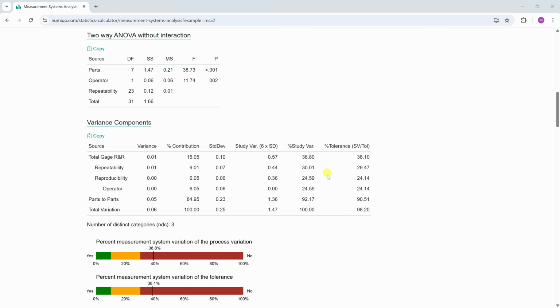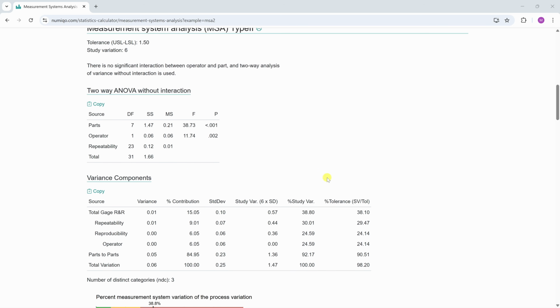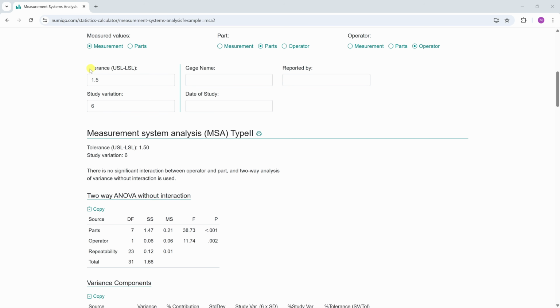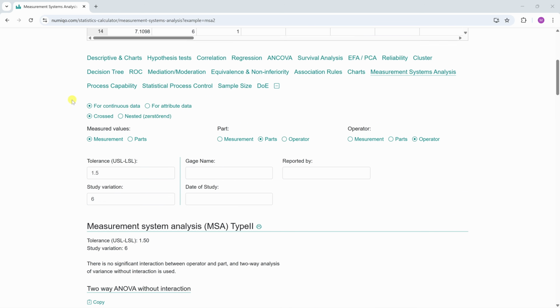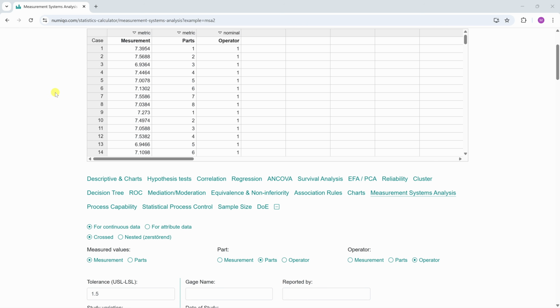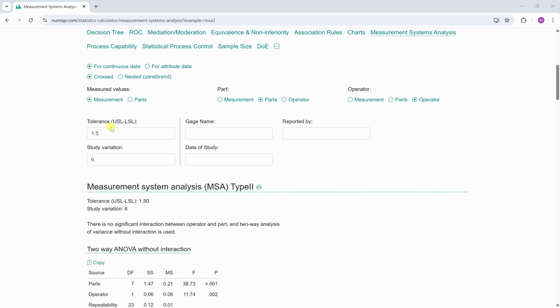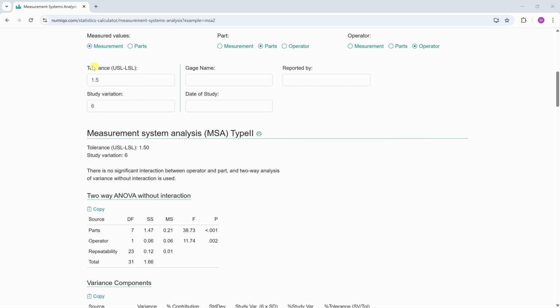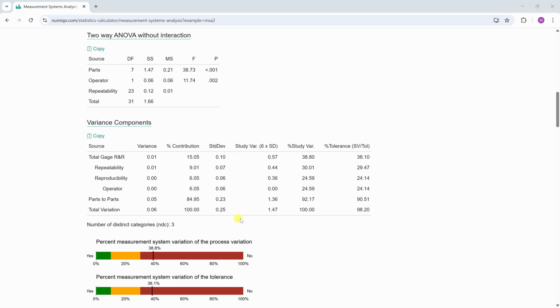Finally, we have percentage tolerance. At the start, we entered a tolerance of 1.5. Remember, tolerance comes from engineering or functional requirements, not from the Gage R&R data. The tolerance is just the upper specification limit minus the lower specification limit. When you enter a tolerance, all the other columns stay exactly the same. Only the percentage tolerance column uses that value. If you leave tolerance blank, this last column simply won't appear.